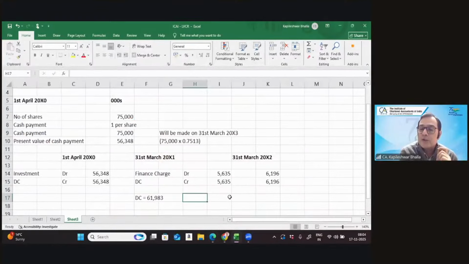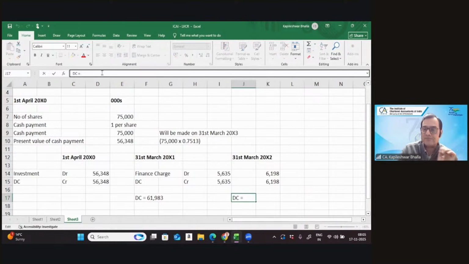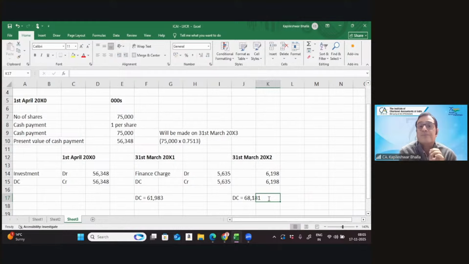Great. Let's also calculate the deferred consideration on 31st March X2. I think I need to change the interest slightly. This is going to be 6198. So considering the new figures, let's get the DC. 61,983 plus 6198 comes to 68,181. Wonderful. So I think this gives us the input. That's right, 68,181. So we have made the calculations of the deferred consideration.